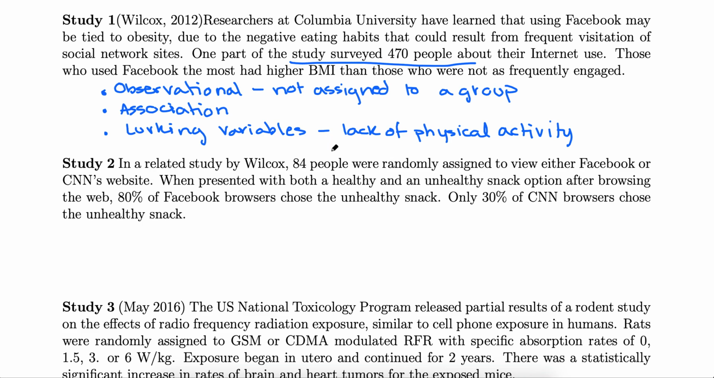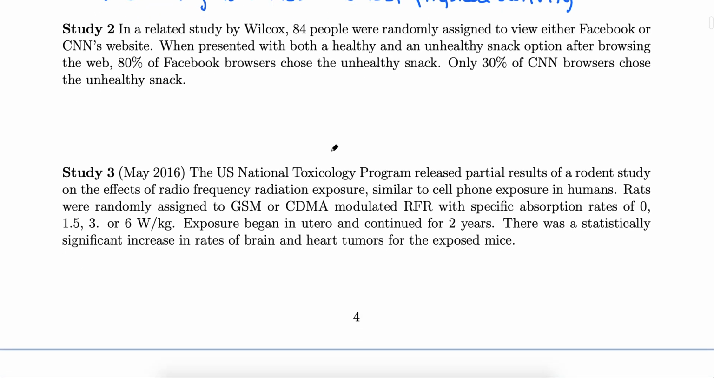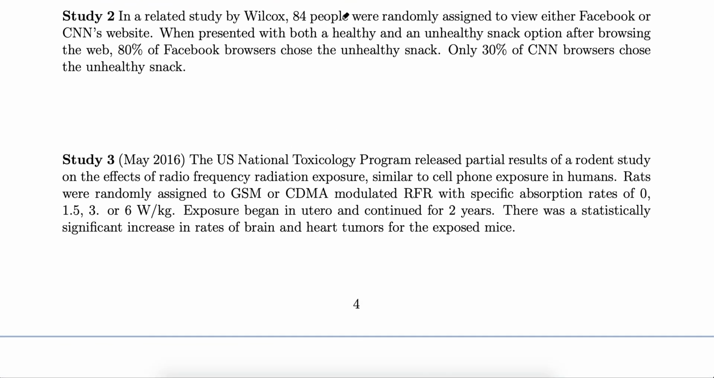The next example is related. They had 84 people randomly assigned to view Facebook or CNN, and they were presented with a healthy and unhealthy snack option after browsing their assigned website. They found a huge difference. 80% of Facebook browsers chose the unhealthy snack. That's huge. Only 30% of CNN browsers chose the unhealthy snack. So, first question, observational or experimental?